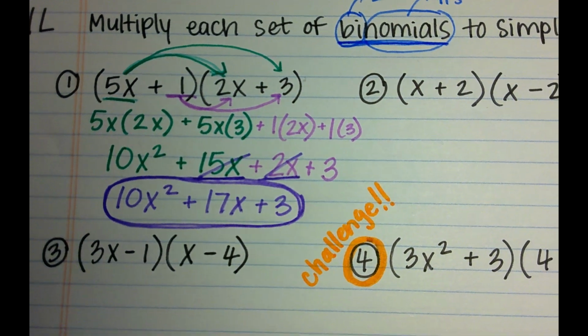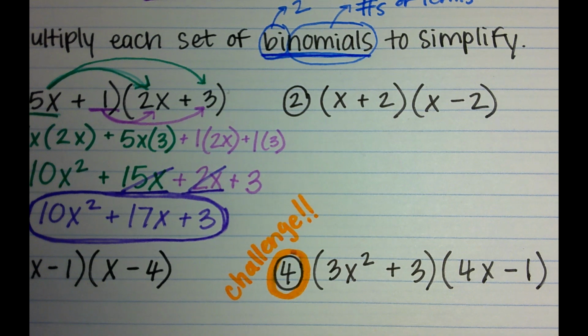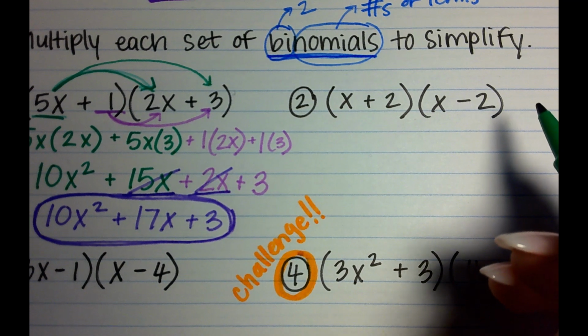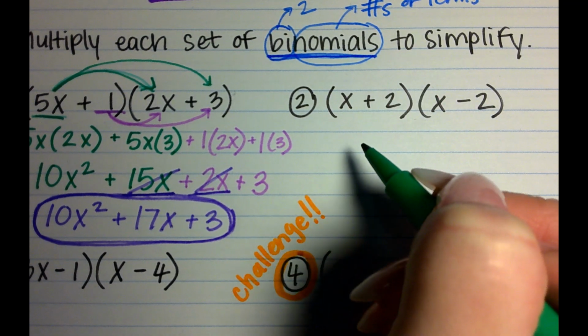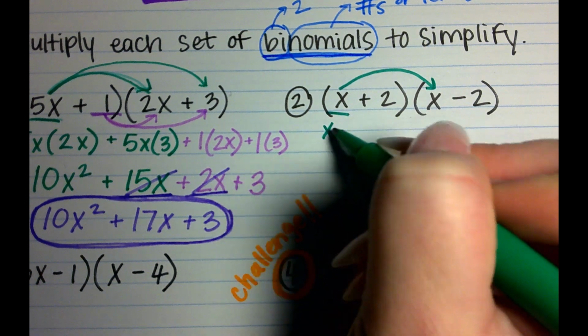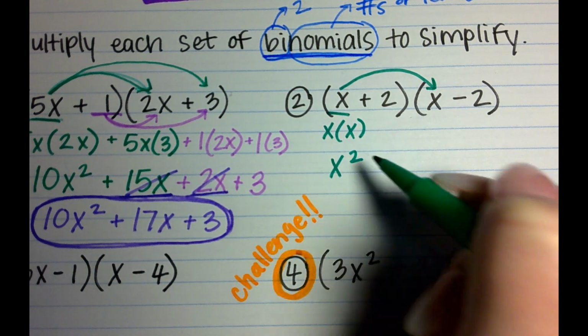Let's go ahead and look at number two. x plus 2 times x minus 2. Would somebody like to lead me through this one? Okay, go ahead. How am I going to start? Okay, so first it's going to be x times x, which is x squared. Good. So x times x gives us x squared.